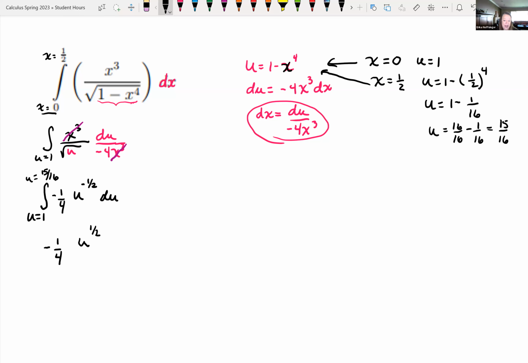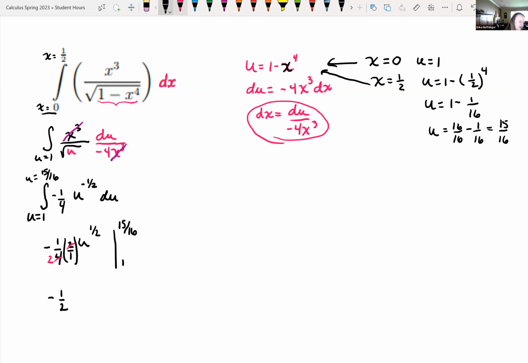And dividing by 1/2 is the same thing as multiplying by the reciprocal. So multiplying by 2 over 1. And then we're going to evaluate this from 1 to 15 over 16. Okay, so plugging in our bounds. Let's simplify first. 2 and 4 both have a 2 in common. So we are left with a negative 1/2 coefficient out front.